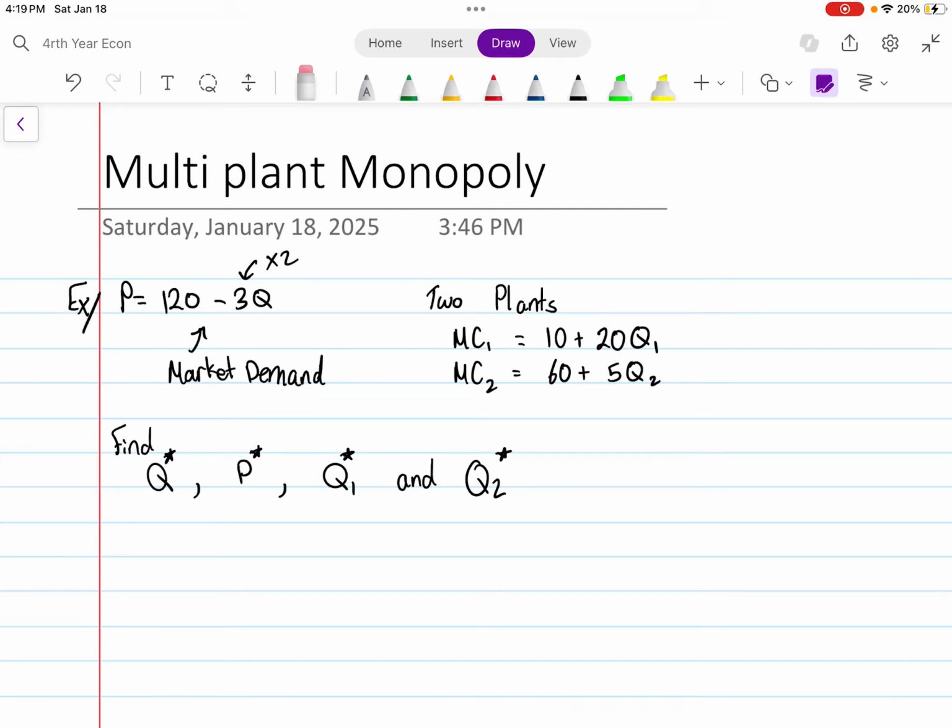So in this problem, we're going to try and figure out the multi-plant monopoly problem that has two marginal cost functions for two plants. And this is the information that we are given.